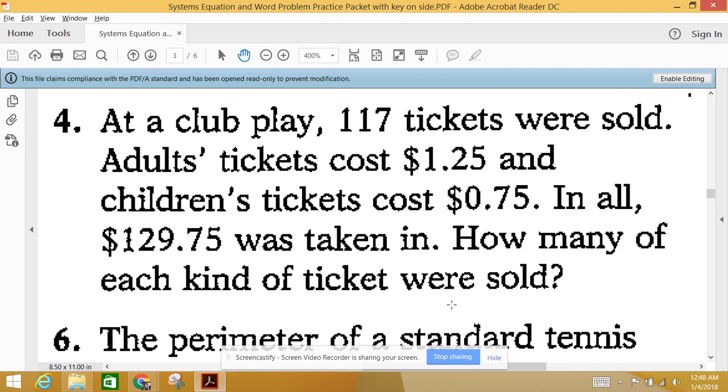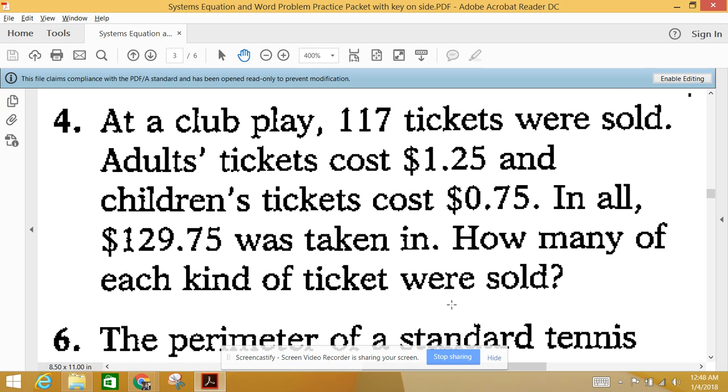And this time we're going to do number 4, in which at a club play, I assume this is talking about some sort of theatrical presentation. 117 tickets were sold. Adult tickets cost $1.25, and children's tickets cost 75 cents. In all, $129.75 was taken in. How many of each kind of ticket were sold?